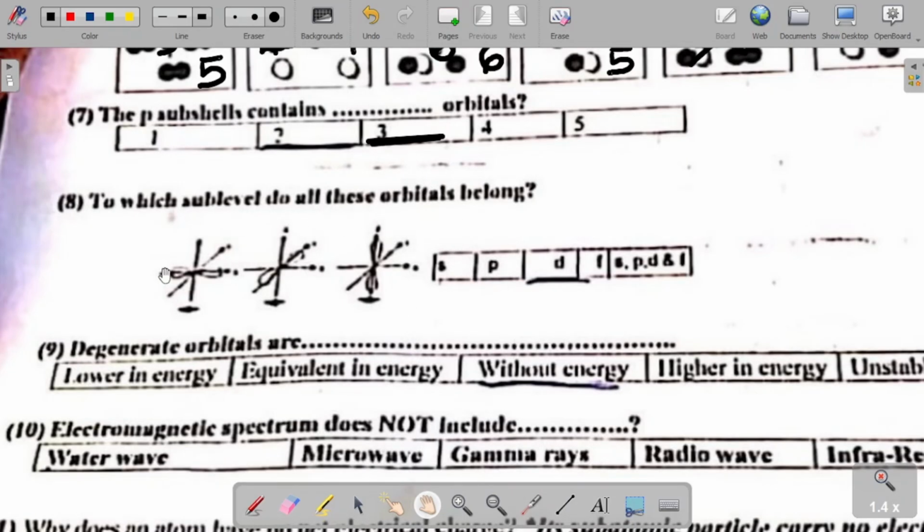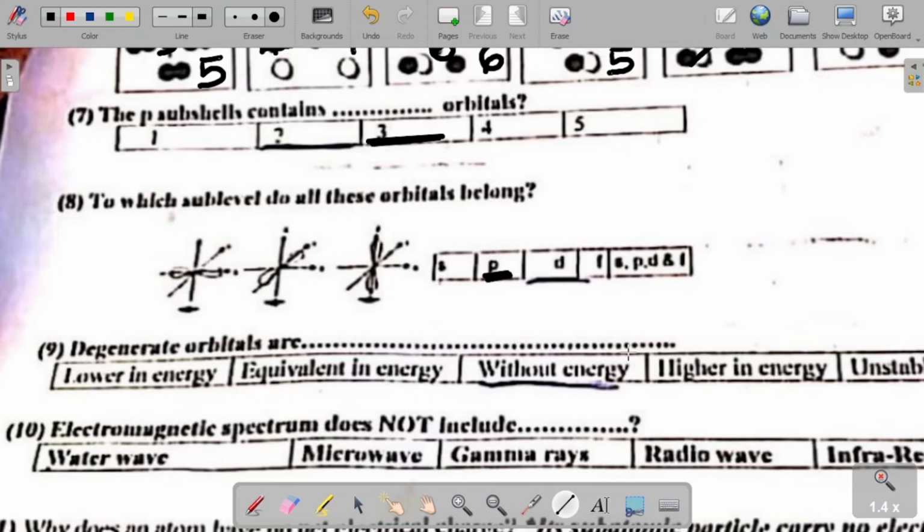Number 8 says, to which sub-level do all these orbitals belong? So what you have here actually belongs to the p orbital. Right. So this is what a p orbital looks like. So the answer there is actually p orbital.